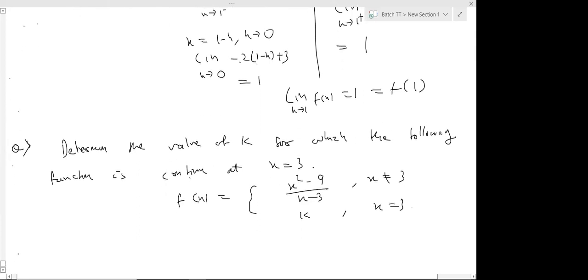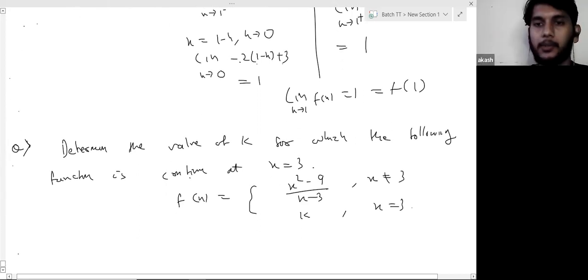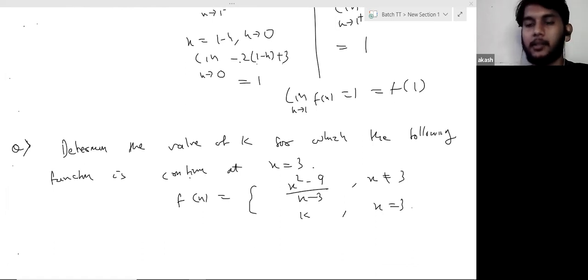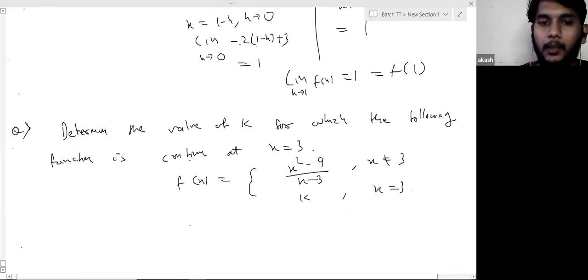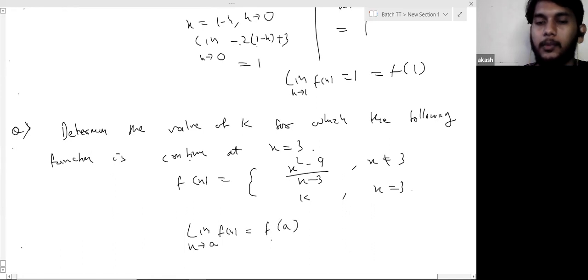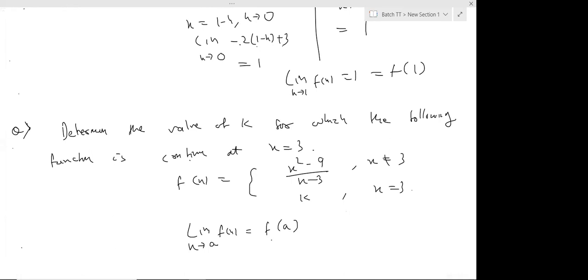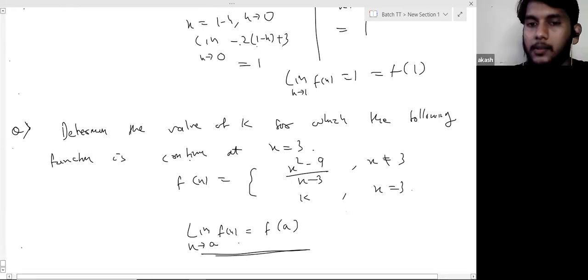Here they have reversed the question, right? They have changed the question. What did they change? First they were asking to find if the function is continuous. Now they are saying the function is continuous, find the value of k. So what we know, if the function is continuous, then the limit at that value must be equal to the function's value, right everyone? Yes or no? So just use this and find the value of k, find the limit value, find f of 3, you'll get the answer. All right?